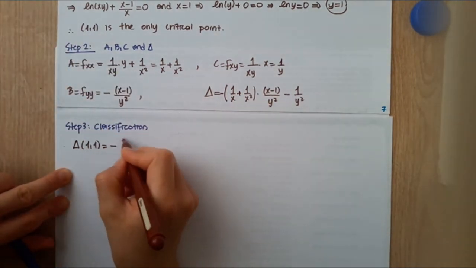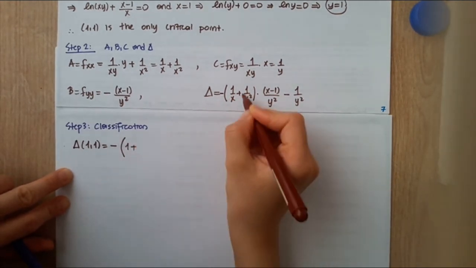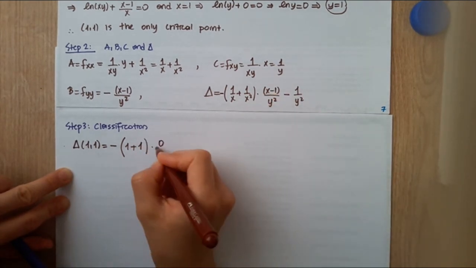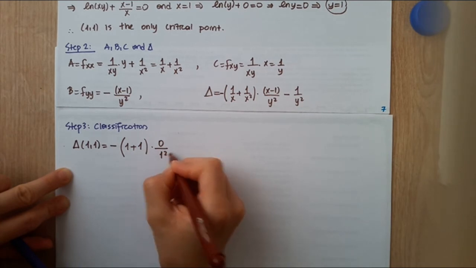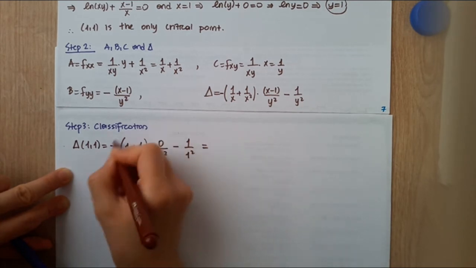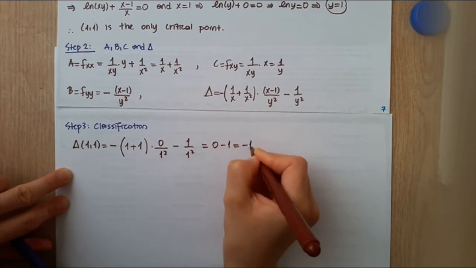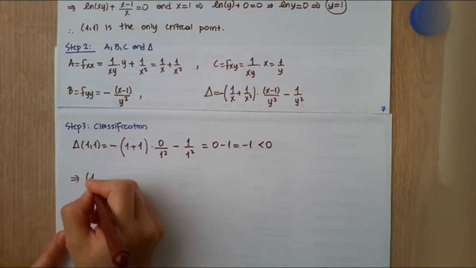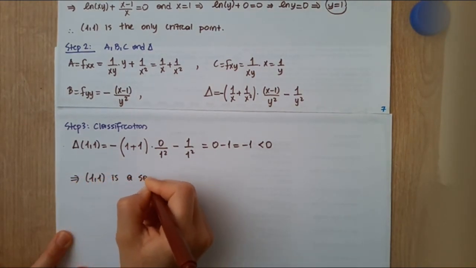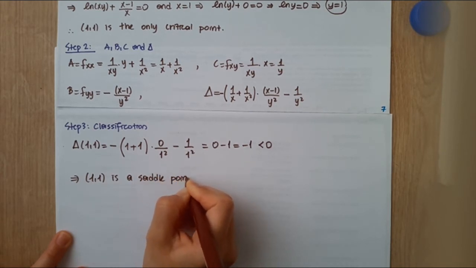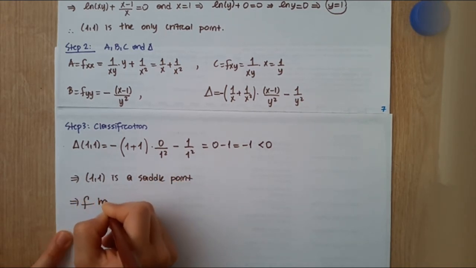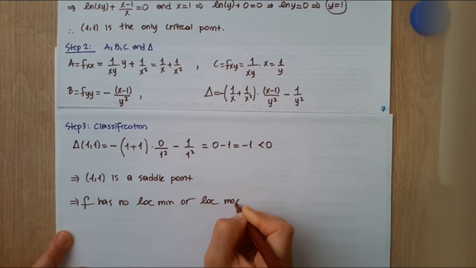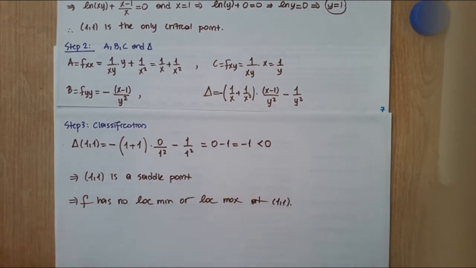If you substitute here, you will have 1 minus 1 over 1 will be 1 plus 1 over 1 cubed, squared, sorry, is 1 again, times 1 minus 1 is 0 over y squared, which is 1 squared, minus 1 over 1 squared. So from here I have 0 minus 1, which is minus 1. So it is less than 0, as you can see. If it is less than 0, it means 1 is a saddle point. It says that f has no local minimum or local maximum at 1.